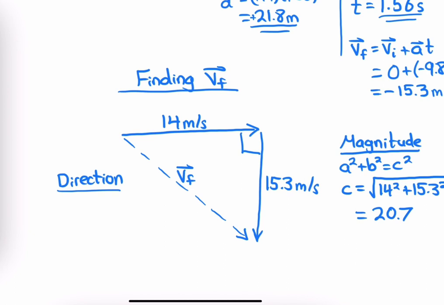So I always define a vector's direction from its tail, right? There's an angle here near my VF, and there's an angle here near my VF. Which one do I choose? I always choose the one by the vector's tail. So I'm going to try to find this angle here. I'm going to call it theta.